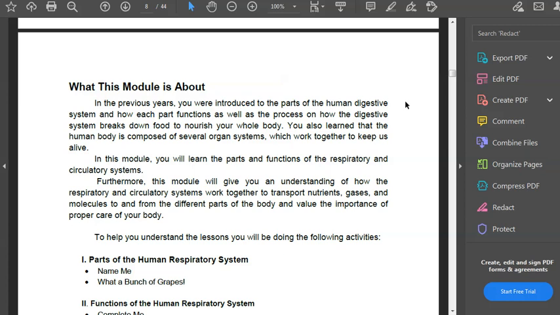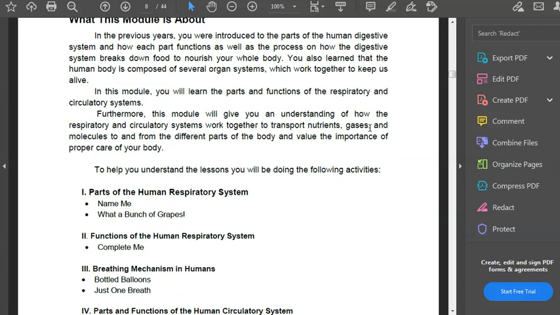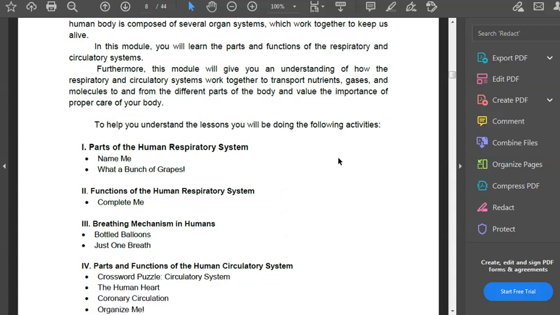In your previous years, you learned about the human digestive system and how each part functions and how it breaks down the food to nourish your whole body. You also learned that the human body is composed of several organ systems which work together to keep us all alive. So you'll read this one. Today, for this video, we will give you an understanding of how your respiratory and circulatory systems work.